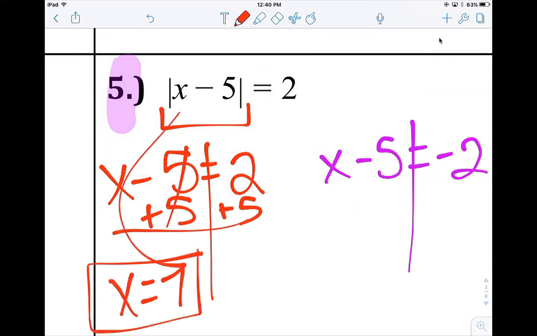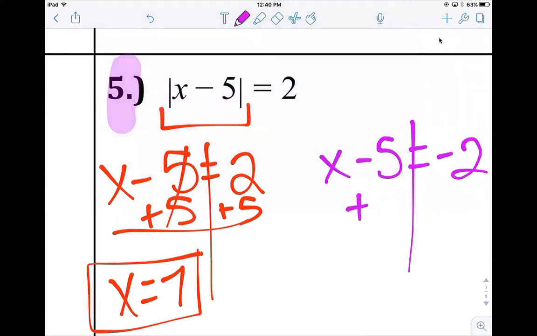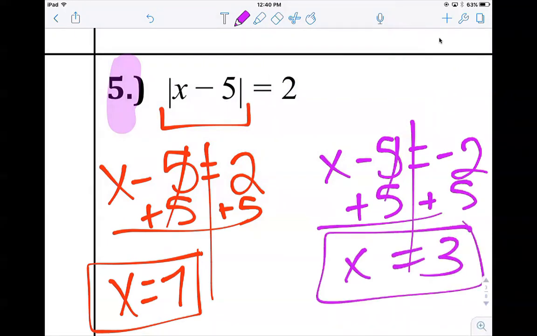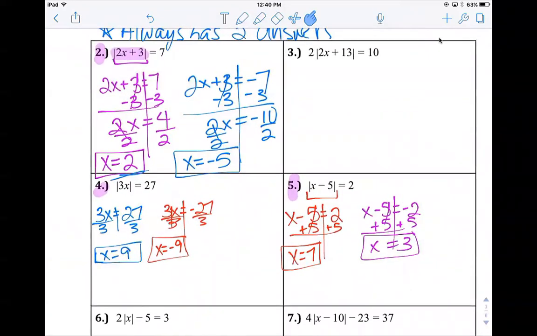If we plug 7 back in, 7 minus 5 is 2. Absolute value of 2 is 2. So that side works. Over here, we're going to add 5 and get x equals 3. And if we plug 3 back in, 3 minus 5 is -2, but absolute value of -2 is 2. So again, 2 answers, 2 equations, both of them work out.